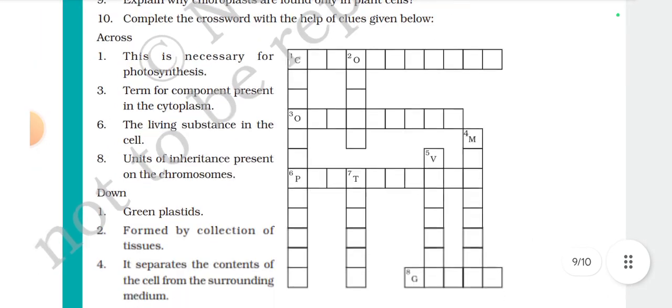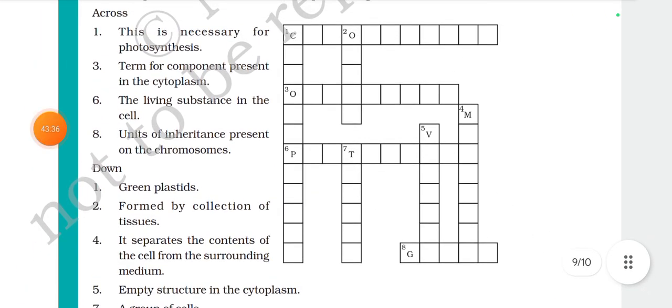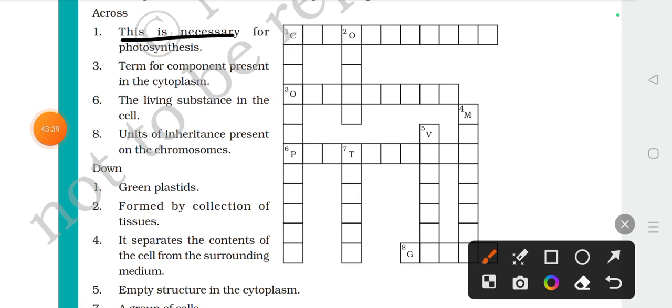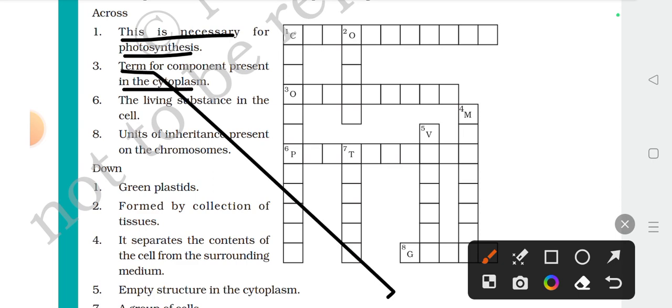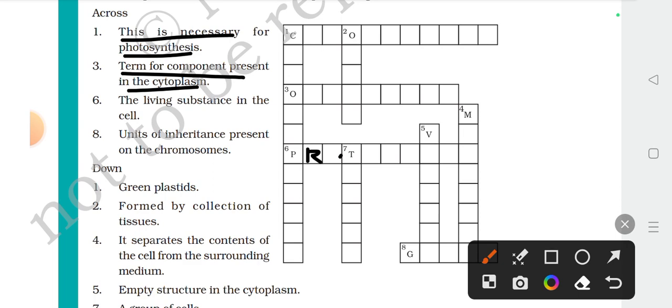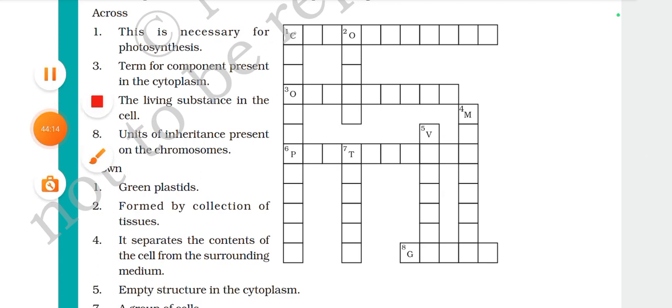Okay, so let us solve this puzzle. First thing, it is necessary for photosynthesis: chlorophyll. Term for component present in cytoplasm: organelles. Okay, guys, you can write it. Living substance in cell: cytoplasm or protoplasm. Protoplasm. Units of inheritance: gene.